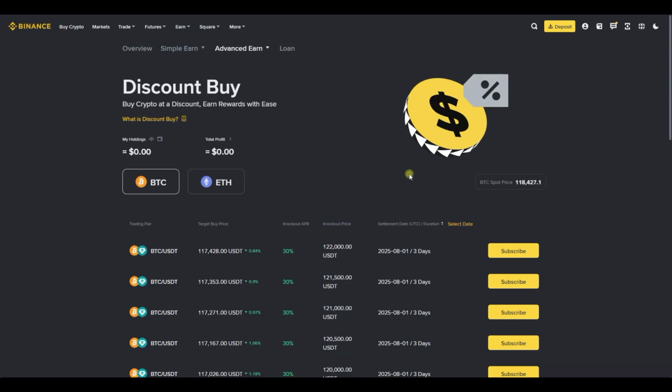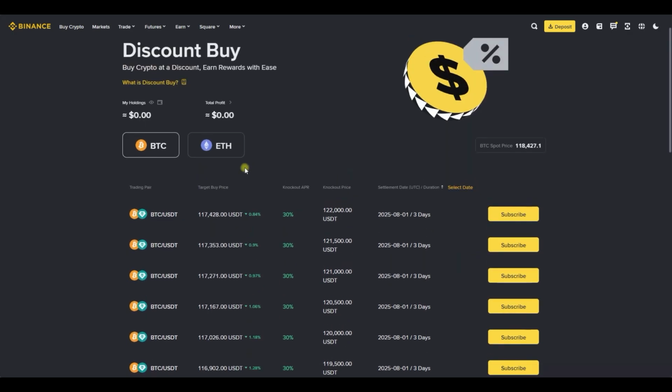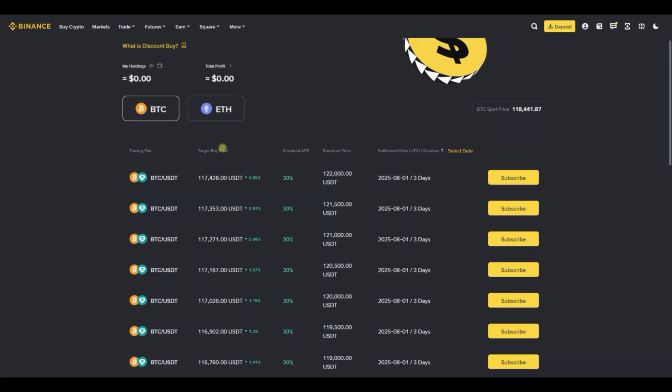So let's imagine you have some cash ready and you're looking to buy BTC or Ethereum. For this case, let's say I want to buy Bitcoin. The platform is showing me the current spot price right here. For our example, we'll use a price of $118,427. Okay, first things first, let's break down how to read this page. You see the trading pair here is BTC/USDT.